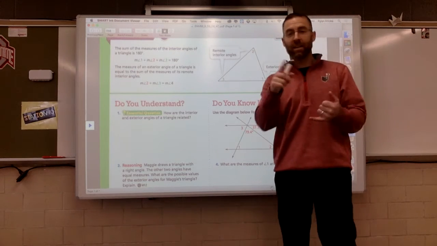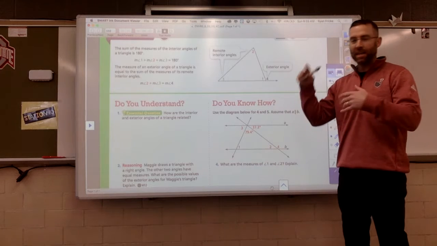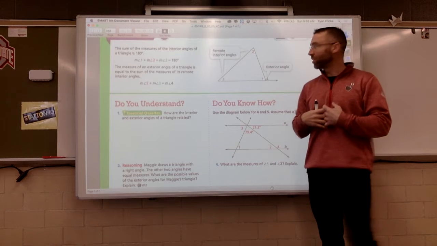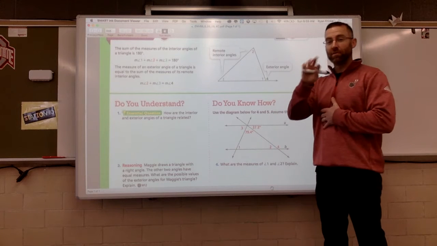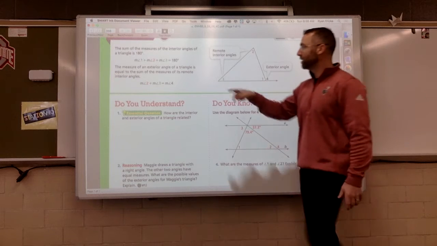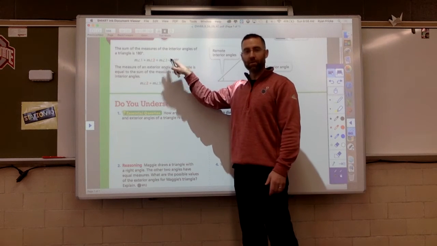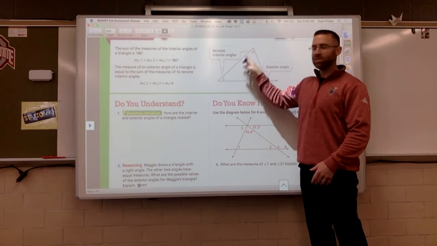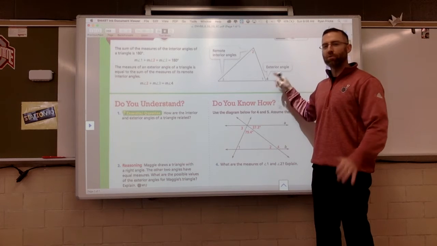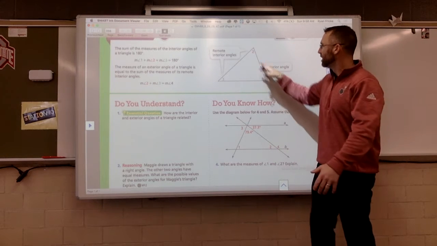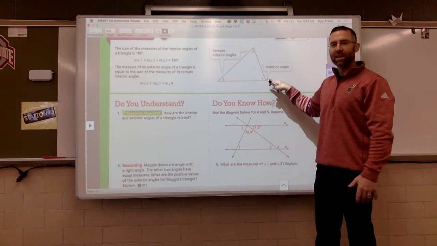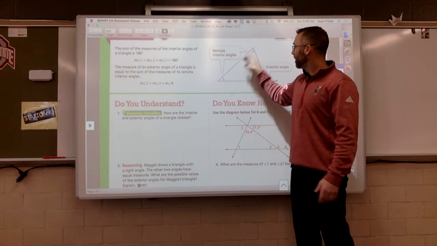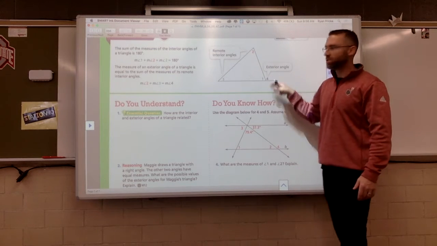Hey, 6-9, key concept, page 356 in your book. Mr. Fricke did an excellent job talking about the exterior angle theorem, which basically says, first off, the three angles in a triangle all combine to always equal 180 degrees. That's a magic number with triangles. Second, we talked about remote interior angles. Remote kind of means away from the exterior angle, the ones not touching it, all the time. These two add up to equal the exterior angle.